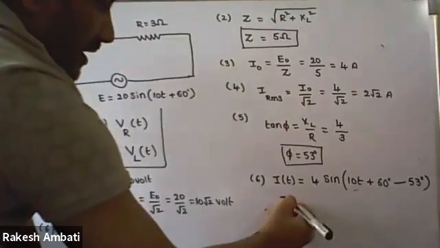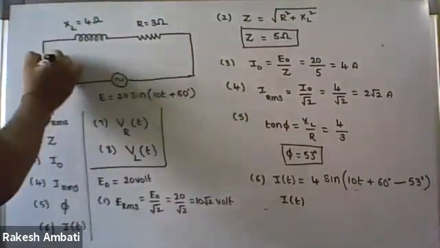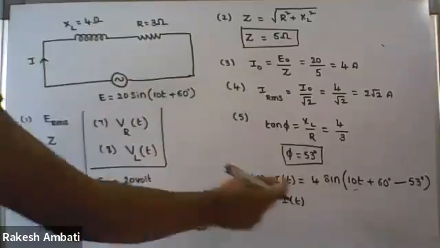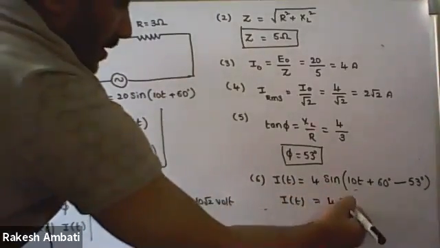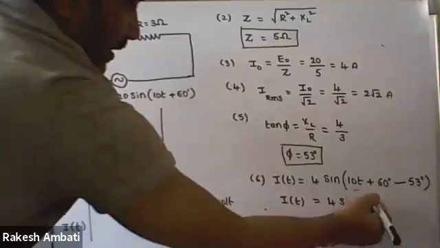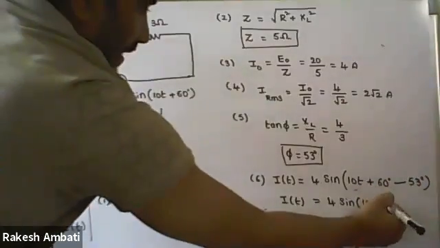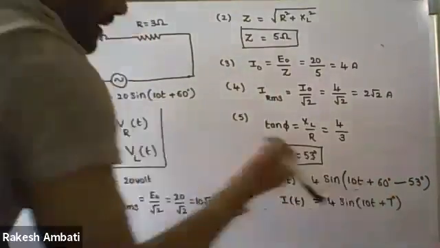Therefore current as a function of time. So finally here, this current as a function of time, we got it. Current as a function of time equal to 4 sine function of 10t, 60 minus 53 degrees means plus 7 degrees.